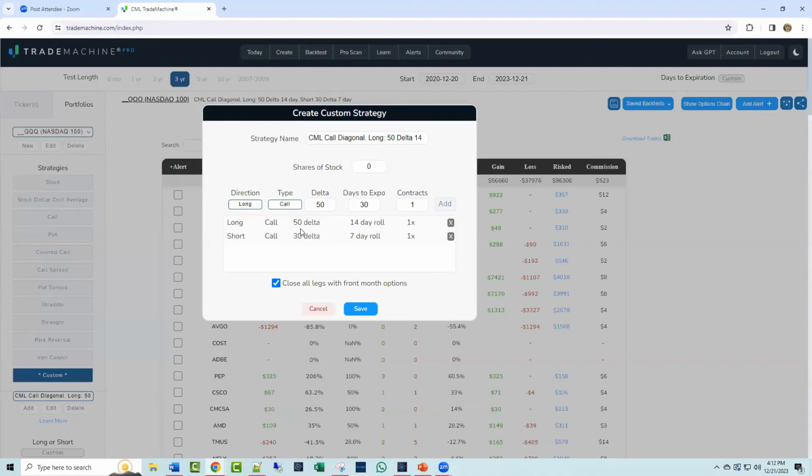The reason we call it a calendar spread is because you're buying an option, which is the closest to 14 days from expiration, and you're selling a call, which is the closest to 7 days from expiration. So it's different calendars, different expirations. And the reason it's called a diagonal is because the strike prices, the deltas, are different. So this is a call, calendar, diagonal, spread.